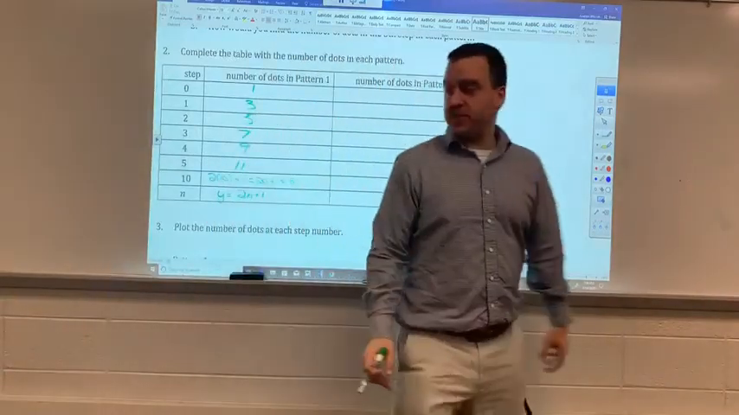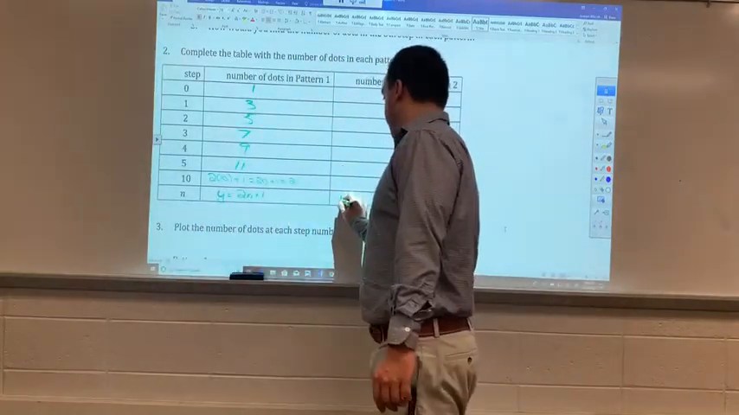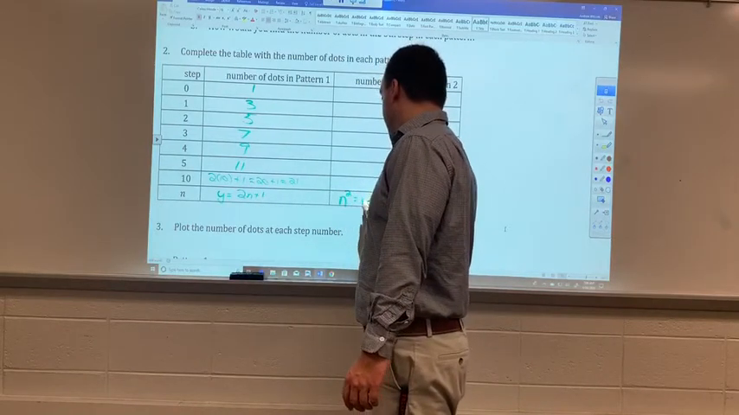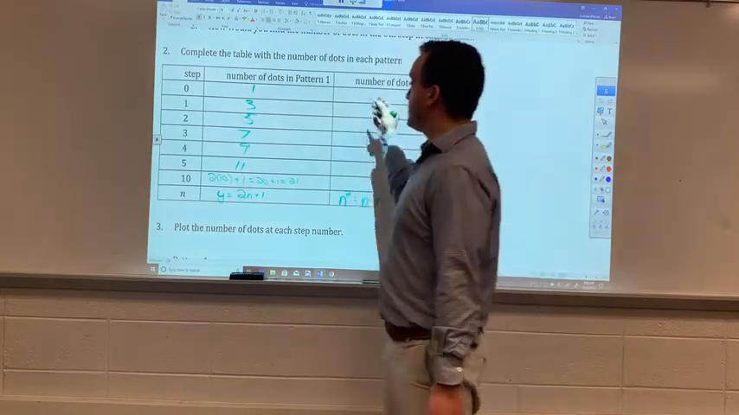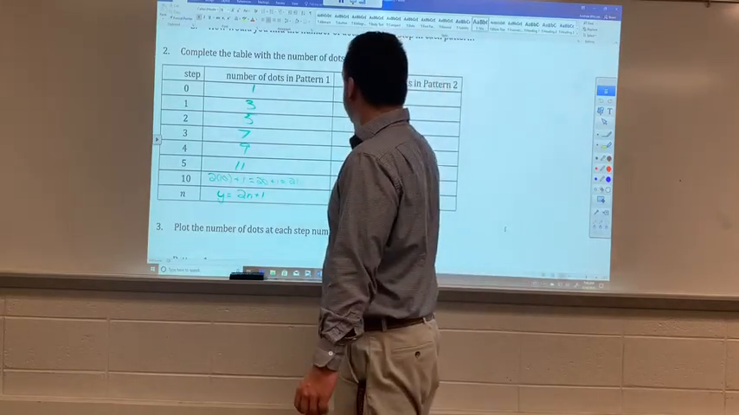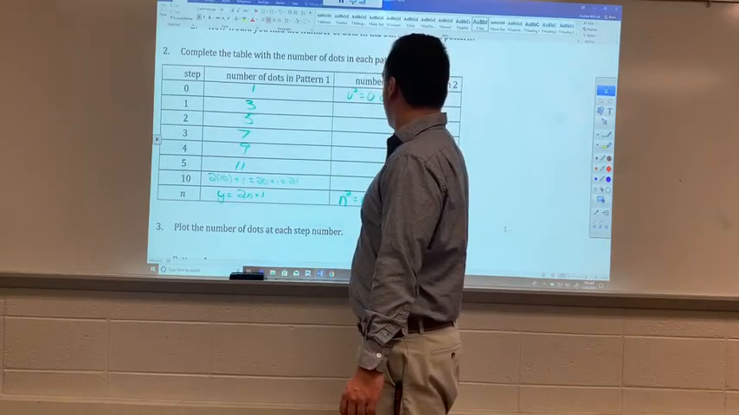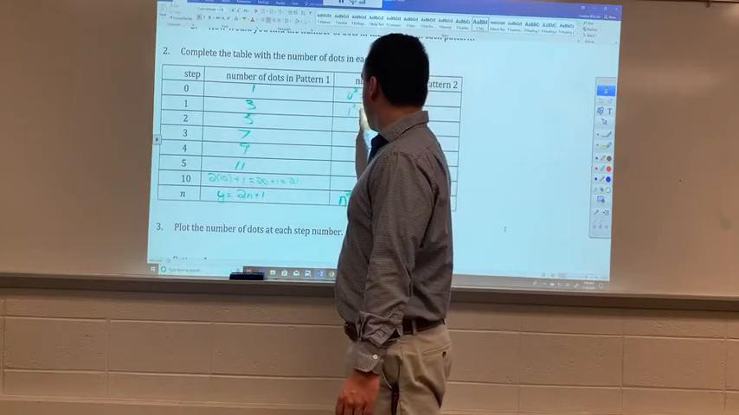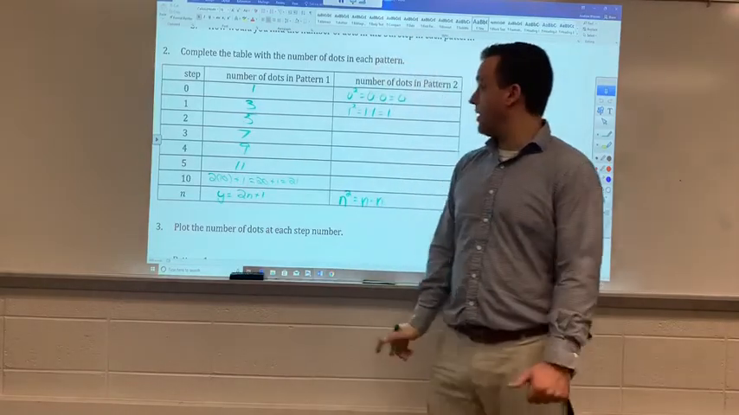Now, the other step number we saw was just a square. So if the square is n, we would say it's n squared, which equals n times n. So in evaluating this, step 0 would be 0 to the second power, which expands to 0 times 0, which is 0. Step 1, 1 squared, that expands to 1 times 1, which is 1.